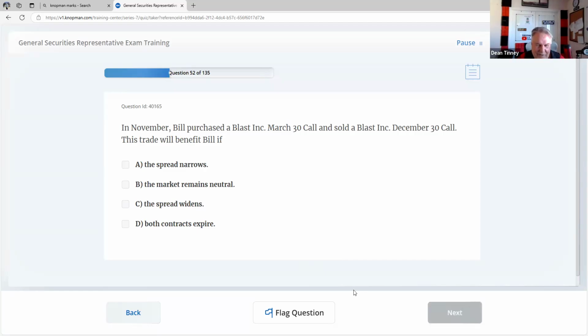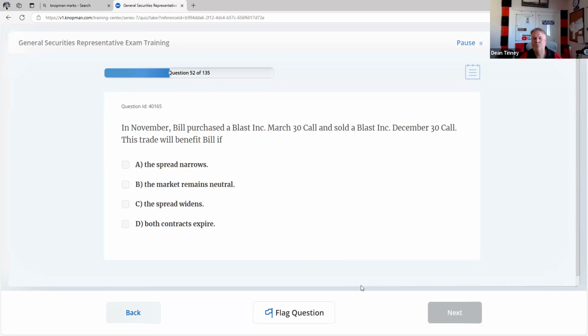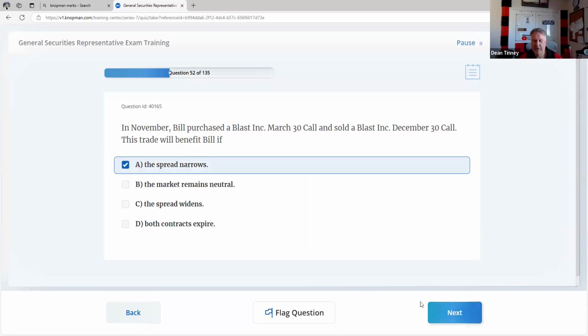In November, Bill purchased a Blast Inc. March 30 call and sold a Blast Inc. December 30 call. The trade will benefit Bill if... I think it's the spread narrows, because December would be the dominant on a calendar. Longer term option contracts always have greater premiums. You sold the December, it's a credit spread, and you're correct.